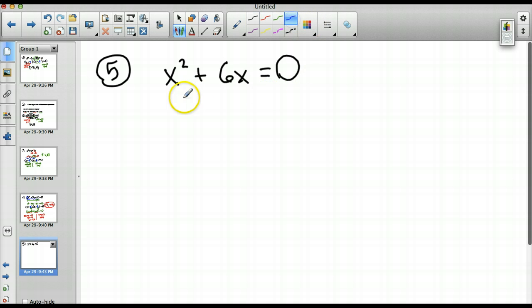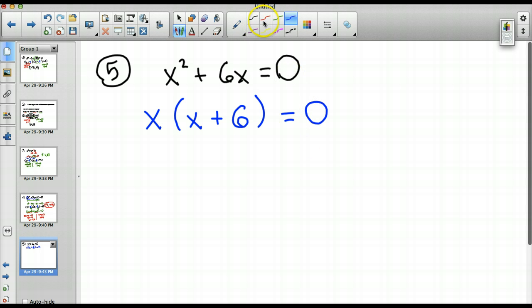Well, the GCF for this problem, if you have an x squared and a 6x, you know you can factor an x out of both those terms. So my GCF would be x, and I'd be left over with an x plus 6. X times x is x squared, x times 6 is my 6x, is equal to 0.